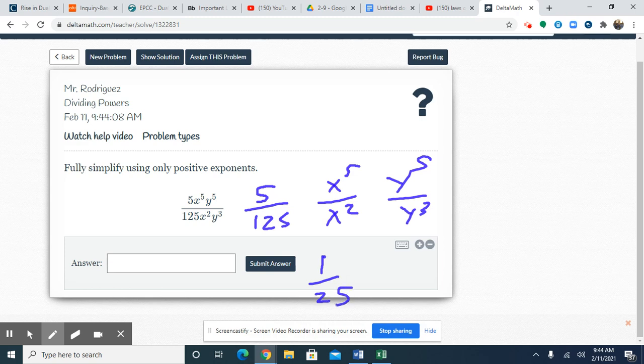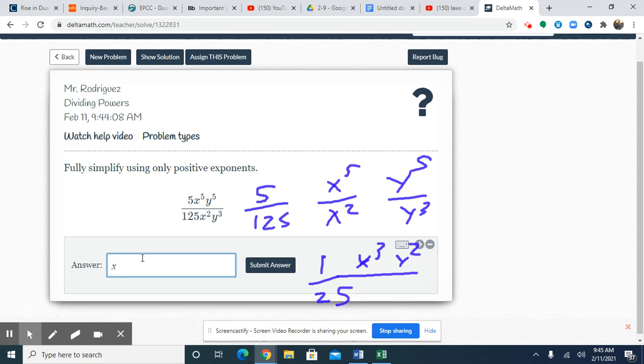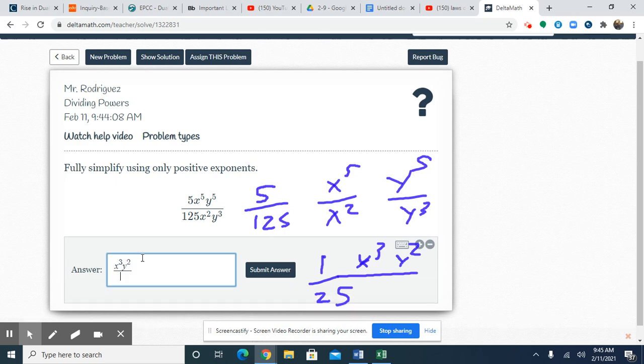And x to the power of 5 divided by x to the power of 2, that means that we're going to subtract the exponents. So this is x to the power of 5 minus 2, which is 3. And then y to the power of 5 over y to the power of 3, so 5 minus 3, which is 2. So y to the power of 2. Therefore, we would put in our answer as x to the power of 3, y to the power of 2, divided by 25.